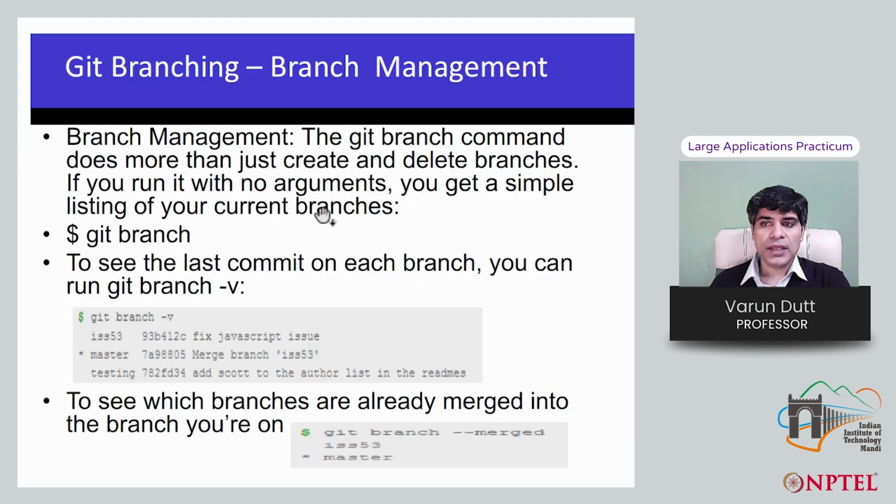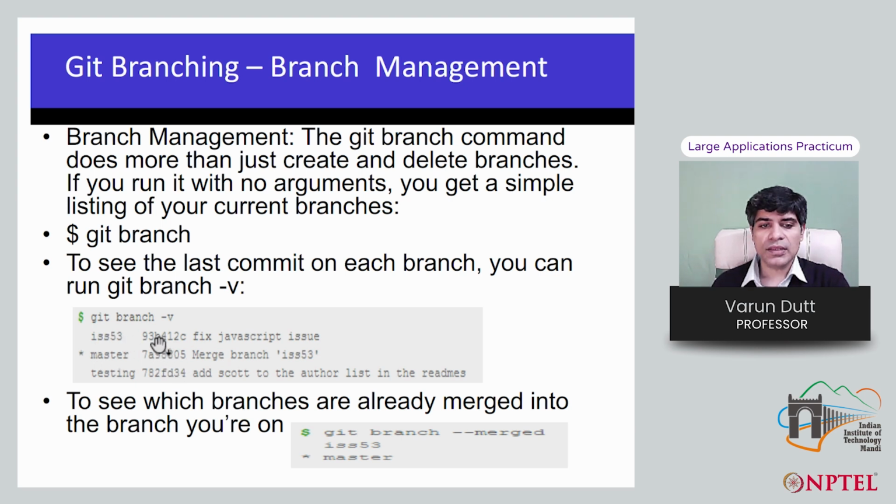Now the git branch command does more than just create and delete branches. If you run it with no arguments, you get a simple listing of current branches. If you want to see the last commit on each branch, you can also add the -v flag. So git branch -v will show you the last commits on all the different branches.